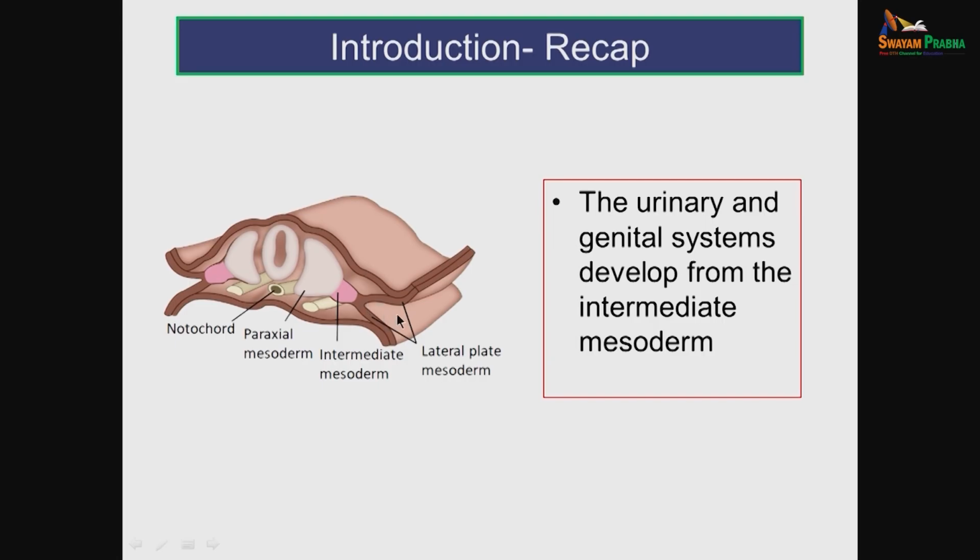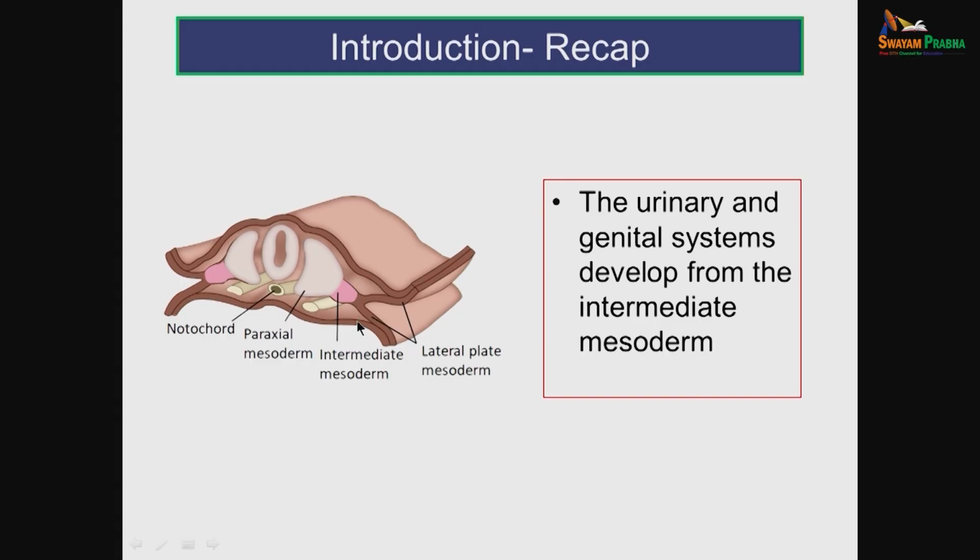Because of the appearance of the intraembryonic coelom, the lateral plate mesoderm gets subdivided into two layers. One layer in contact with the ectoderm is called the somatopleuric layer of lateral plate mesoderm. And this layer which is in contact with the endoderm is called the splanchnopleuric layer of lateral plate mesoderm. These are quite relevant to the development of the urinary system, which I will refer to at a later stage.